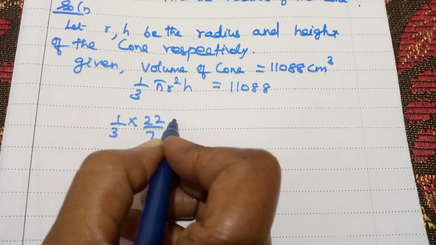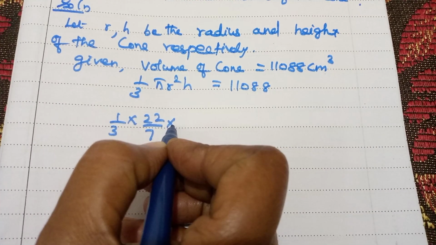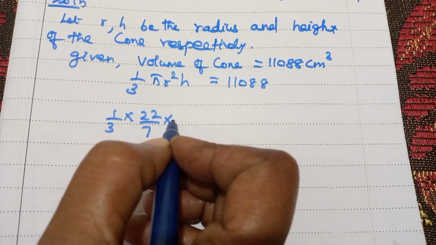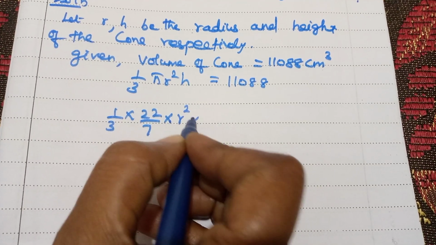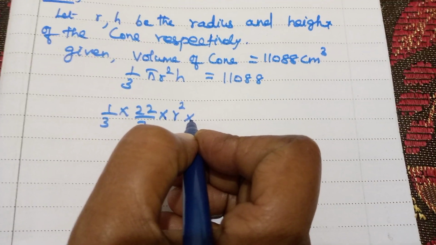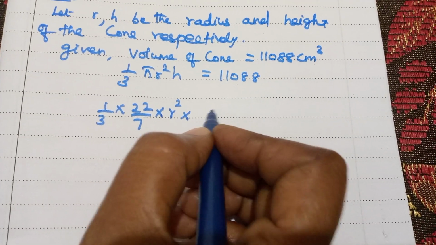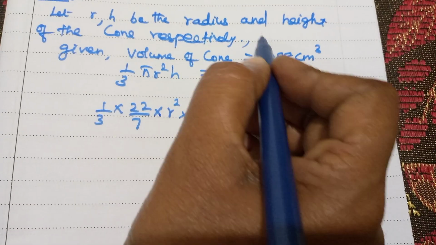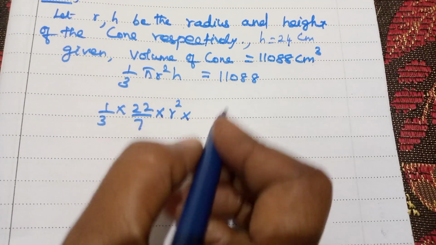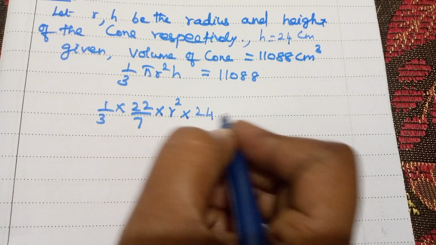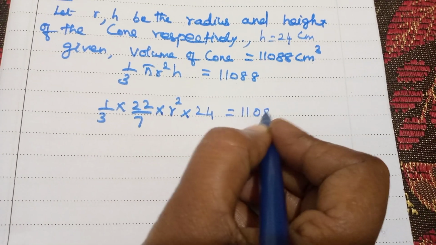22 by 7 into what is given r. What is the r given? R we have to find out. Okay, r square into what is height? Height is given 24. Okay, here write height is equal to 24 centimeter. So 24 is equal to 11,088.